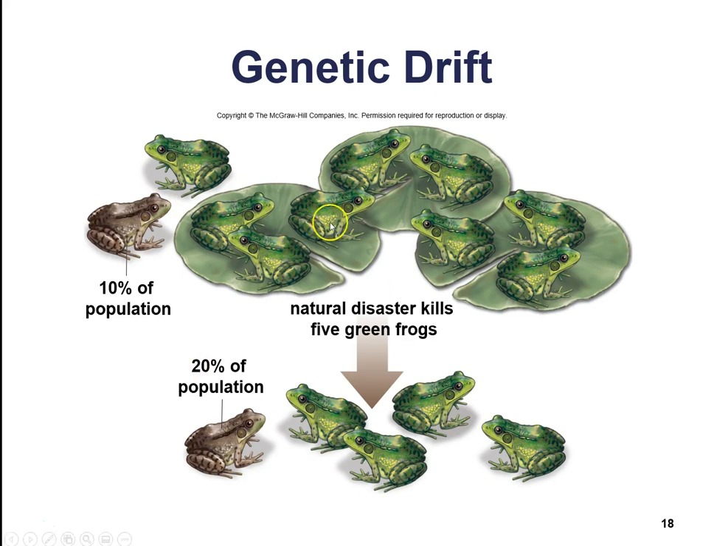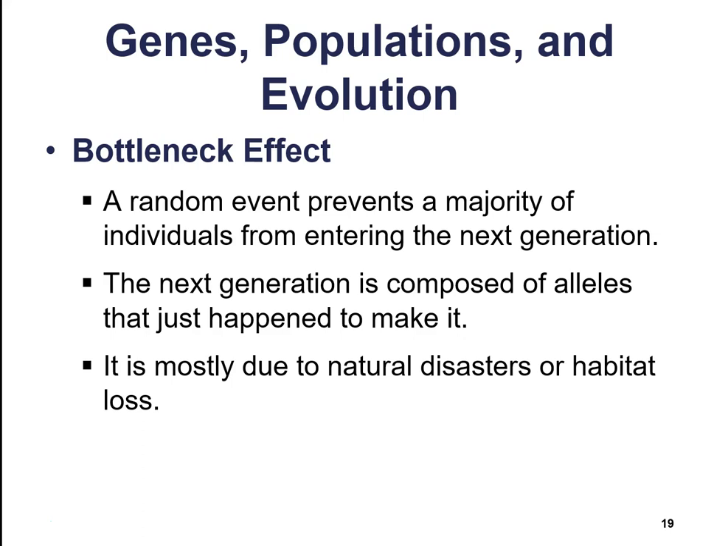So here, this is showing you a really small population of frogs, okay? You've got 1, 2, 3, 4, 5, 6, 7, 8, 9 green frogs and 1 brown frog. Then some natural disaster occurs and kills the frogs. However, it only kills off 5 green frogs, and that 1 brown frog remains intact. Now you can see he was 10% of the population before, and now he's actually 20%. So it changes the allele frequencies essentially, okay?